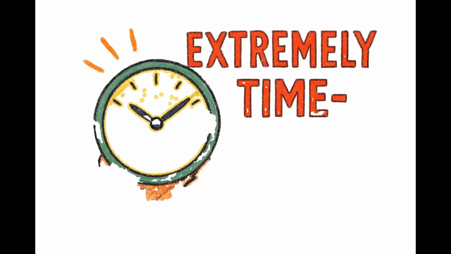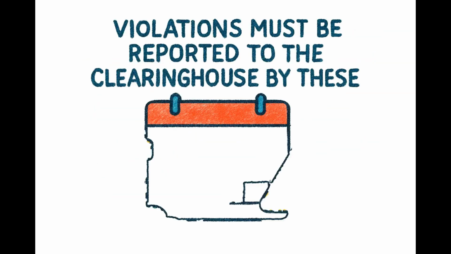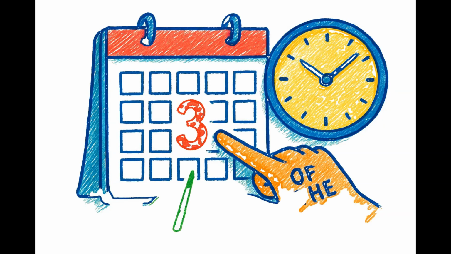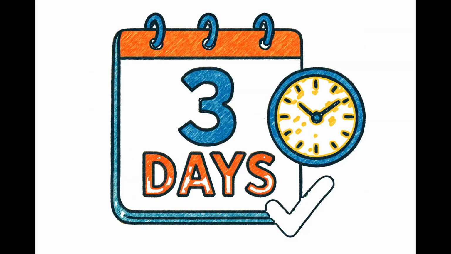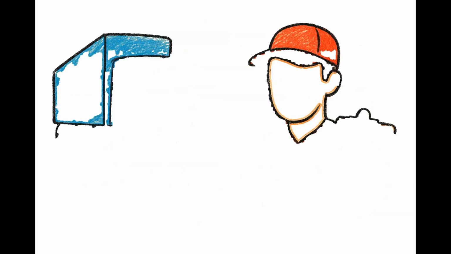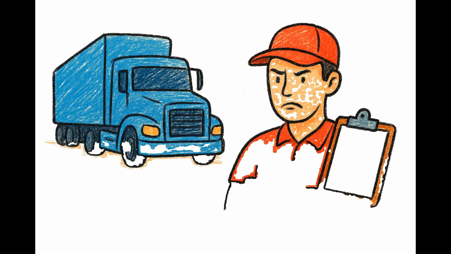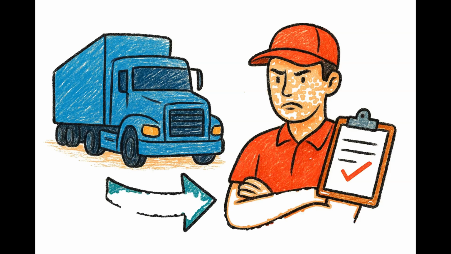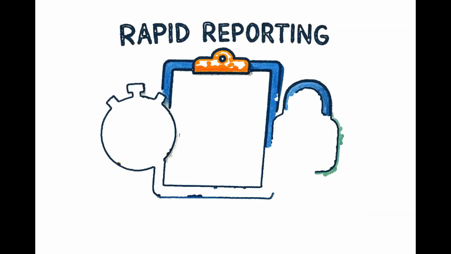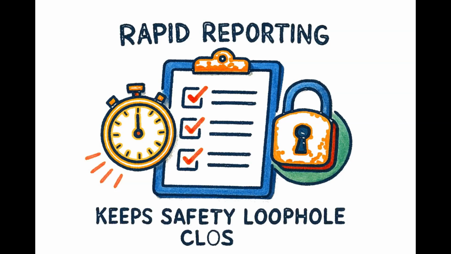This reporting is extremely time-sensitive. Violations must be reported to the Clearinghouse by the close of the third business day following the date you were informed of the violation. 3 days. That speed is absolutely critical. It ensures that if that driver leaves your company, their record is updated almost immediately, preventing them from simply jumping to another carrier the next day. This rapid reporting is what makes the system effective and keeps the safety loophole permanently closed.